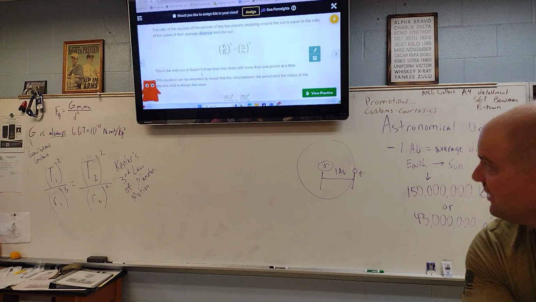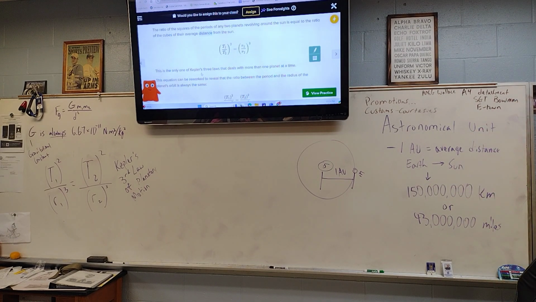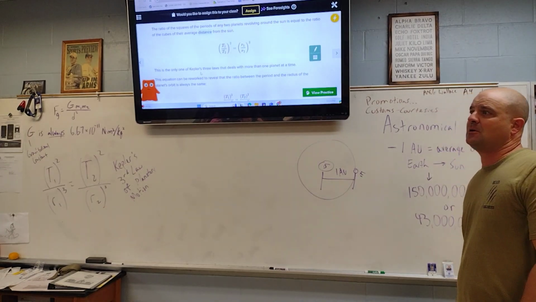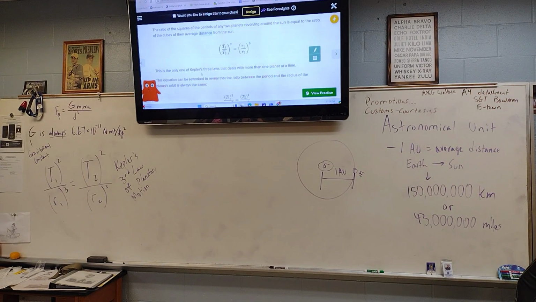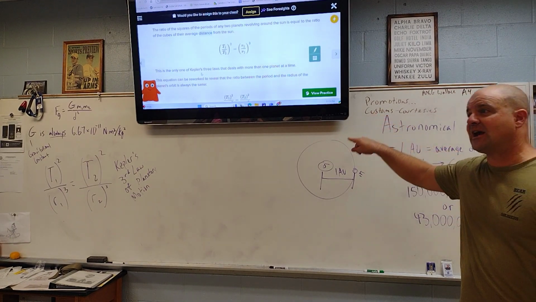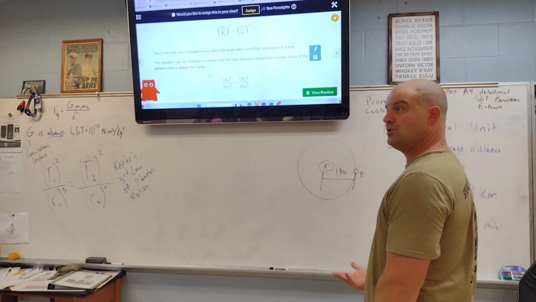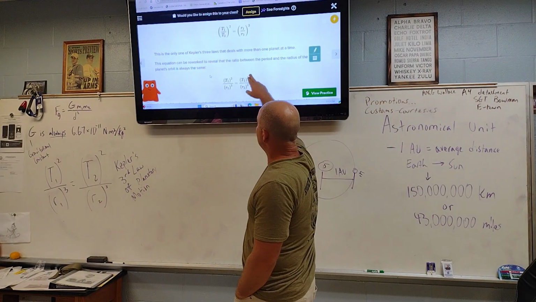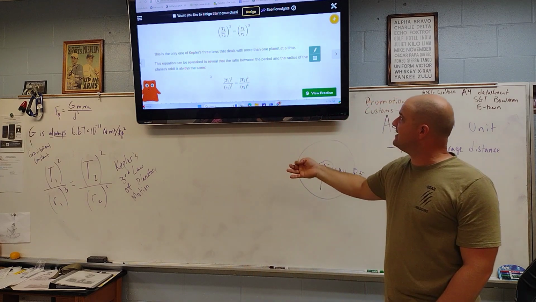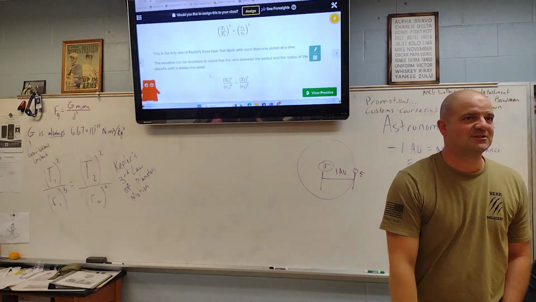And it's the only one of Kepler's three laws that deals with more than one planet at a time. This equation can be reworked, and this is the way we'll actually use it. You can rearrange the formula to make it more useful, to reveal that the ratio between the period and the radius of the planet's orbit is always the same.